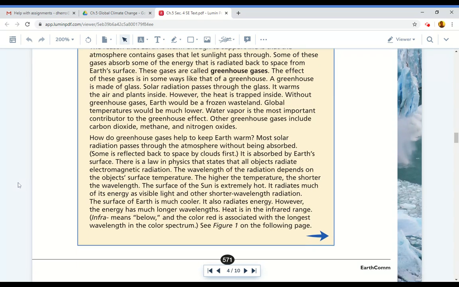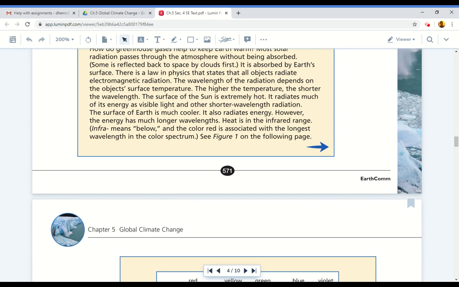How do greenhouse gases help keep the Earth warm? Most solar radiation passes through the atmosphere without being absorbed. Some is reflected back to space by clouds first. It is absorbed by Earth's surface. There is a law in physics that states that all objects radiate electromagnetic radiation. The wavelength of the radiation depends on the object's surface temperature. The higher the temperature, the shorter the wavelength.